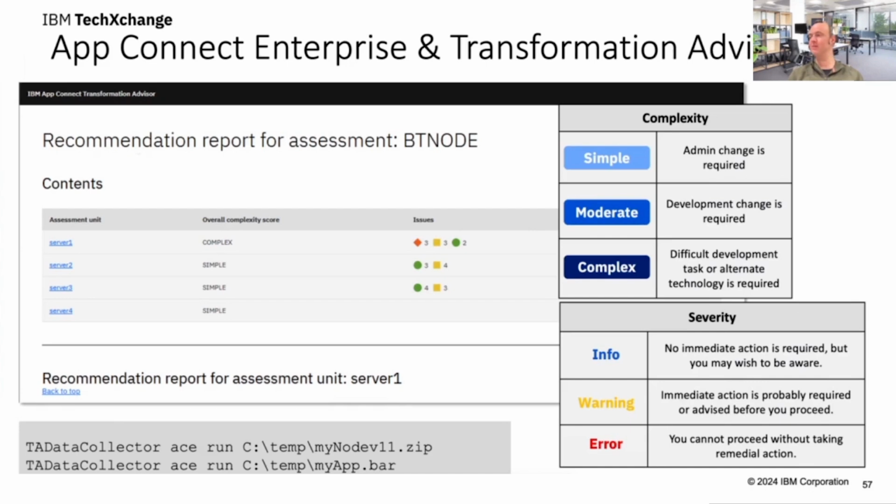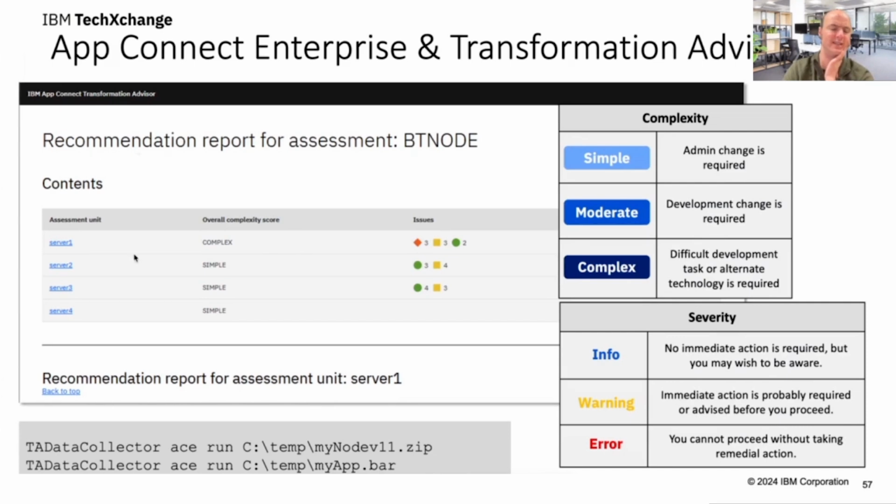And you can take a backup of a previous version, 11, 12, 13, or you can take a bar file, and you can say to TA, analyze this backup, analyze this bar file, and it will go through and analyze your backup. If you've got an 11 or 12 backup, it will say, okay, if you migrate to 13, you've got to worry about these particular things. And for every worry it gives you, it gives you a complexity rating. Is it a simple admin change? Is it a development change, or is it something really complex, where you have to use a different technology? And so it gives you these reports.